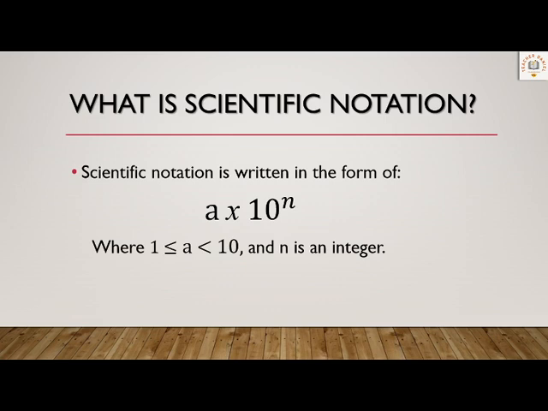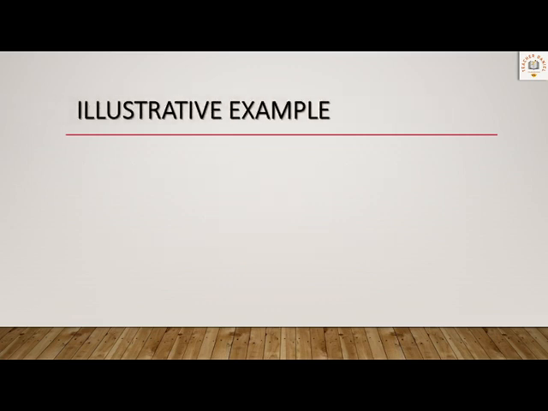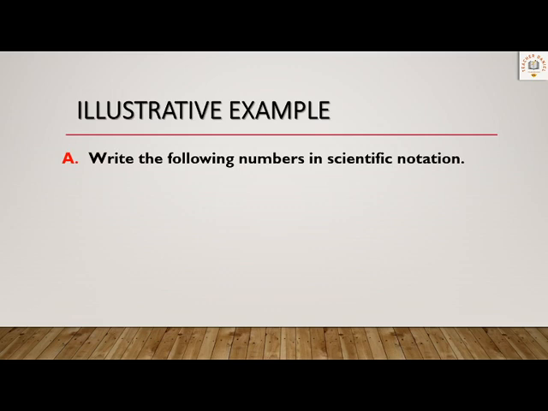So para mas lalo nyong maunawaan, let's have illustrative example. Letter A, write the following numbers in scientific notation. Number 1 is 12. So ang given natin ay whole number. So wag kalimutan na scientific notation is in the form of A times 10 raised to n. So ang una nating dapat malaman ay ang value ng A. At lagi yung tatandaan, ang value ng A natin ay greater than or equal to 1 but less than 10.